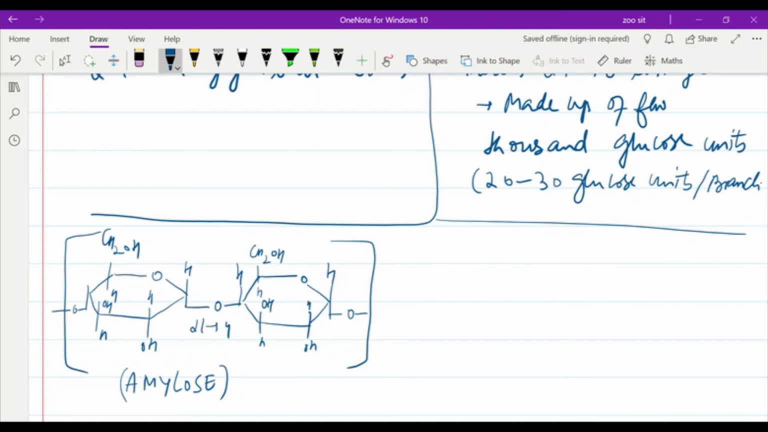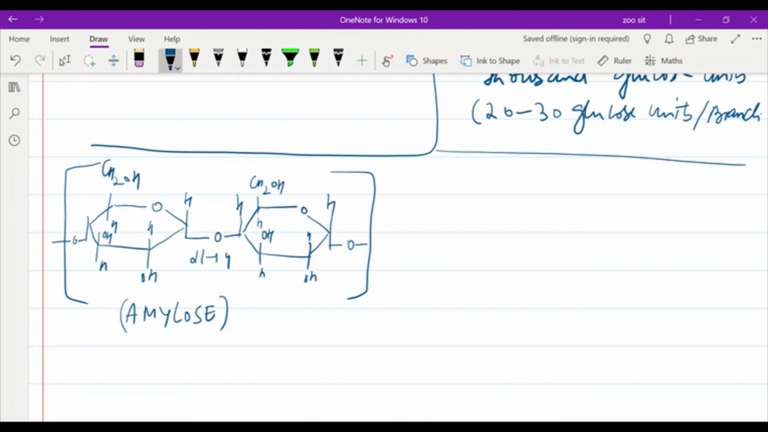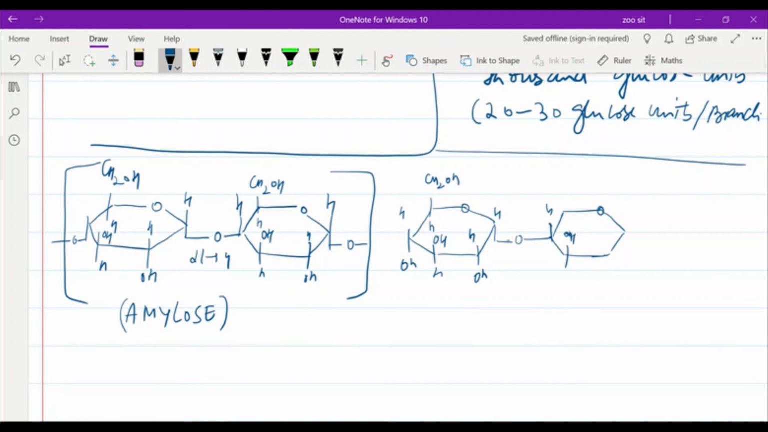And as far as amylopectin is concerned, it has a linear chain, and in case of amylopectin, OH, OH, H, H, OH, OH, and H.